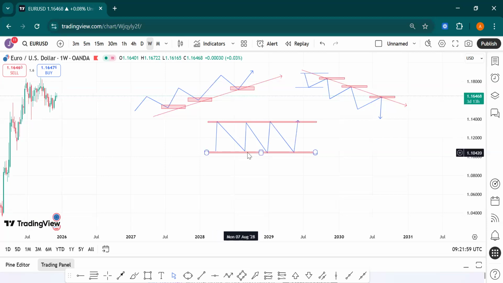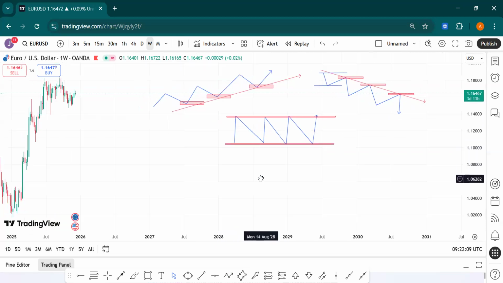While the support zone is what we also refer to as what? The demand zone, because that's where you have a lot of buyers demanding to buy the commodity.